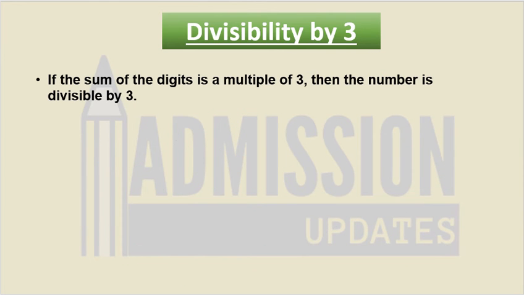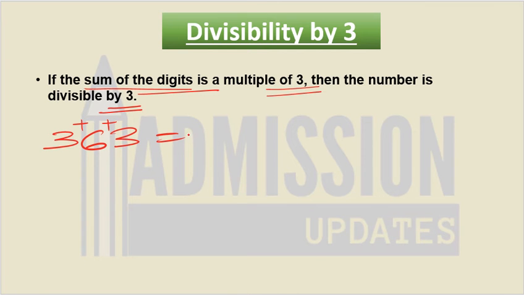Next one is for the 3. So here it is given any number in which the sum of the digits is a multiple of 3, then the number must be divisible by 3. For example, let us take 363. Now when we will add these numbers, the sum will be 12.